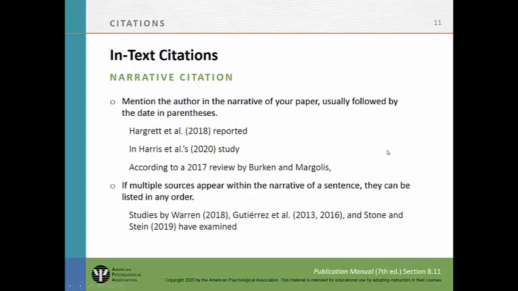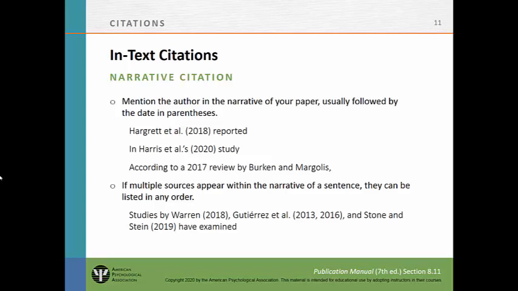Usually we mention the date immediately after we say the authors, so if you're doing a narrative citation, Hargett et al. (2018) reported. The same thing if you're using a possessive: Harris et al.'s, apostrophe s, and then the date. Or if you want to talk about the date in the narrative citation, you don't need the parentheses at all. You can say, according to a 2017 review by Birkin and Margolis.